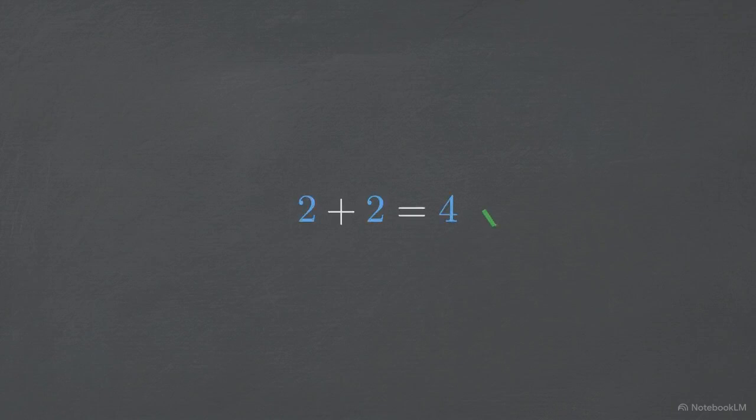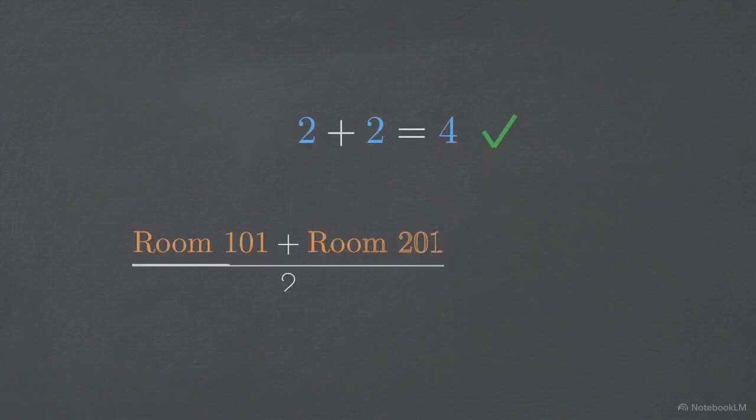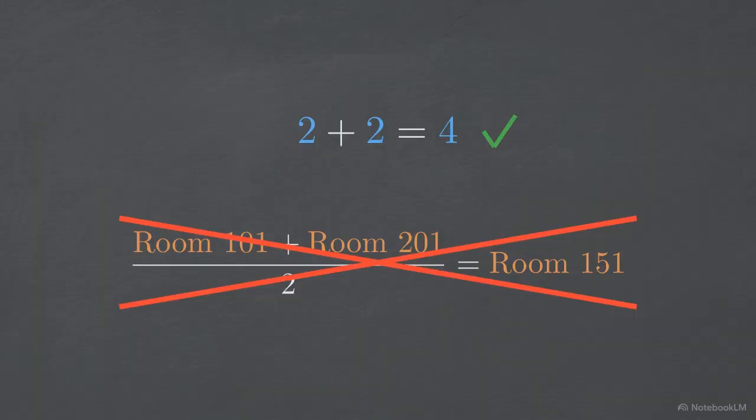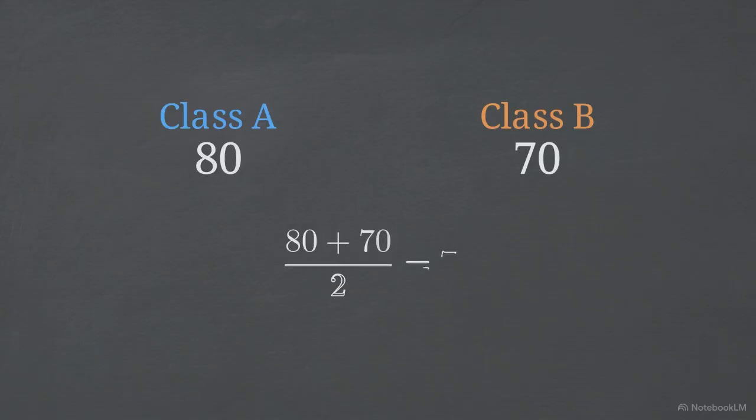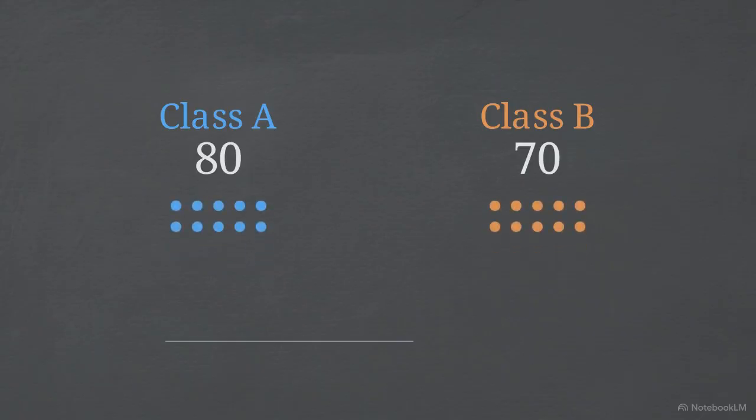Arithmetic is a reliable tool, but applying it to every number you encounter can be misleading. A calculation can be performed with perfect accuracy and still produce a result that has no meaning in the real world. Take a common scenario. Class A averages an 80 on a test, and Class B averages a 70. If we combine both classes into one group, is a total average of 75 automatically correct? The answer depends on the number of students in each class.